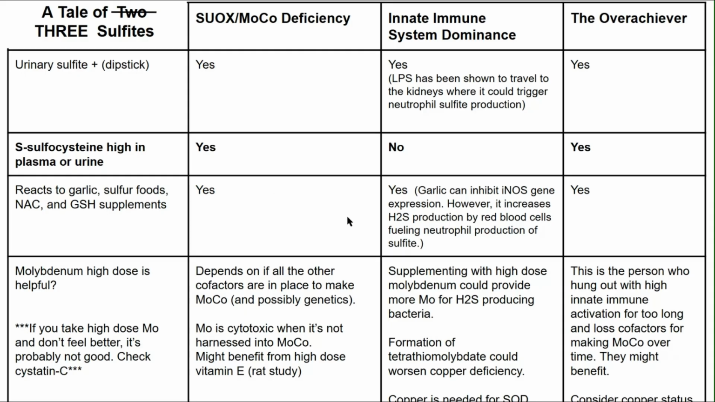And then if you have innate immune system dominance, a lot of times we talk about using garlic to inhibit iNOS gene expression. But if you consume garlic, it increases hydrogen sulfide production by red blood cells. And that's a gasotransmitter and it can leave your red blood cell. And then neutrophils can pick it up and produce sulfite. So, an overachiever could do both of these things.